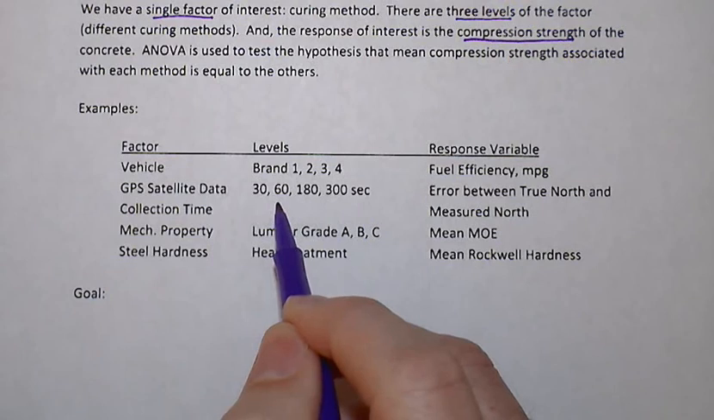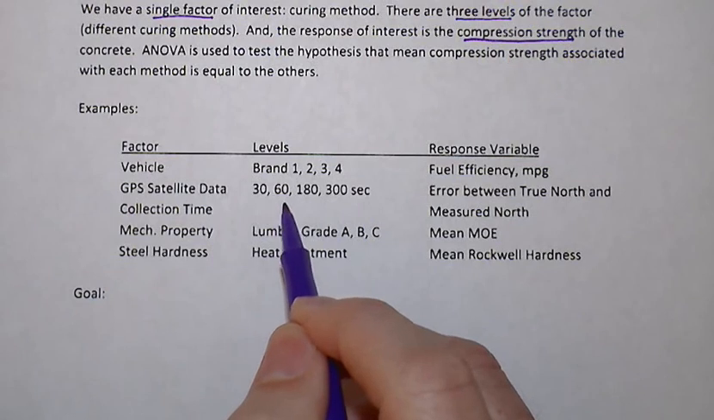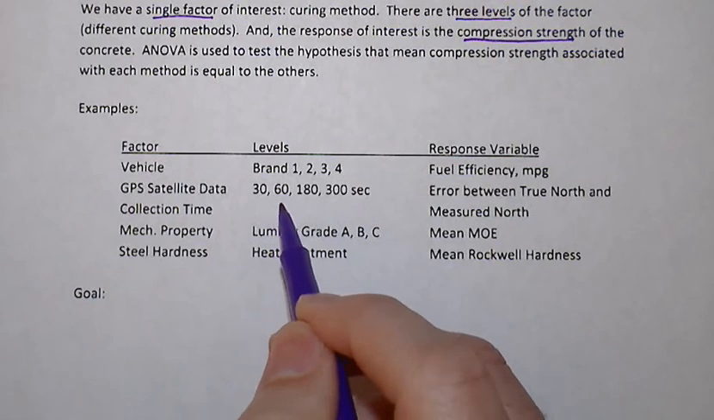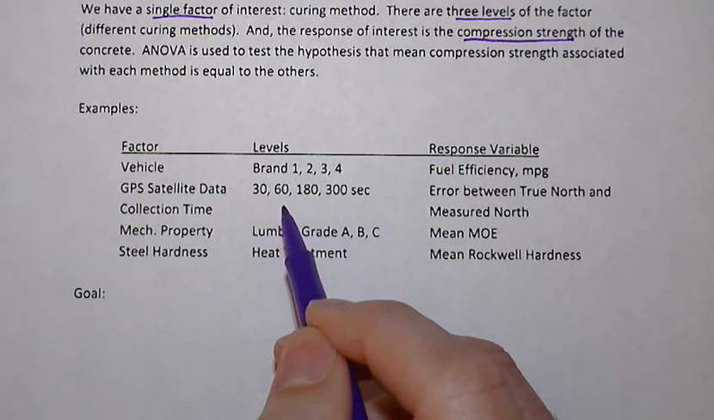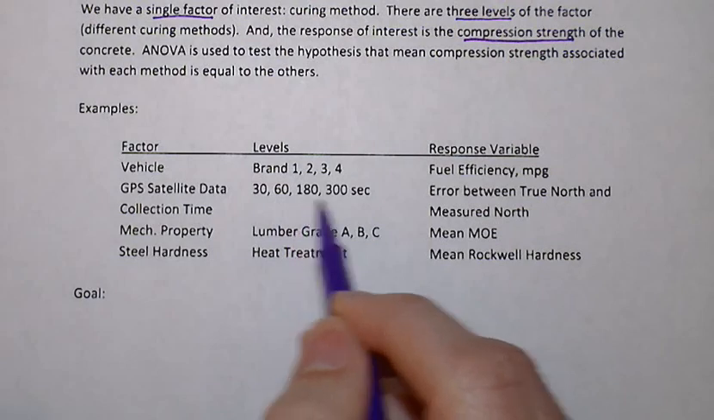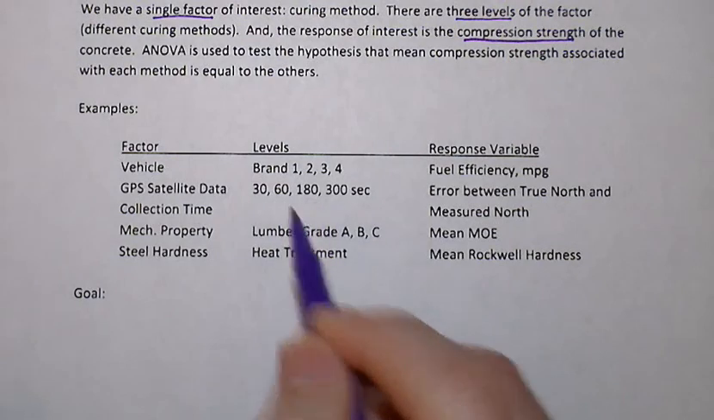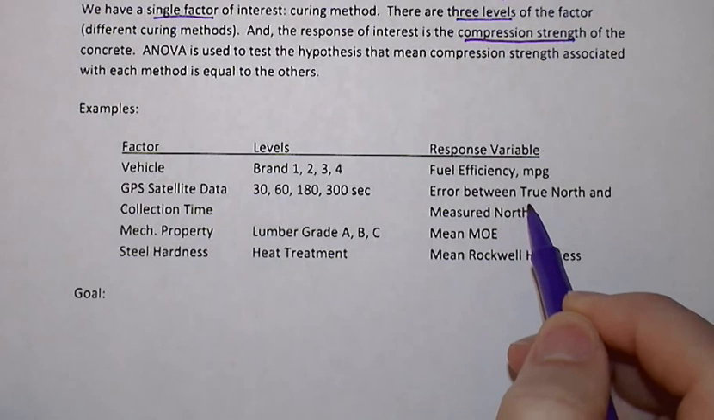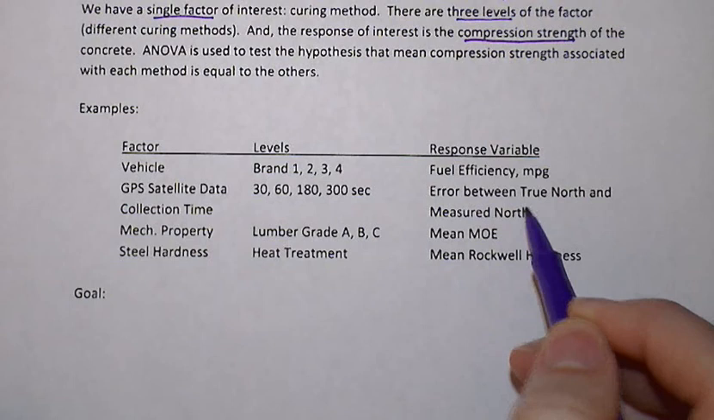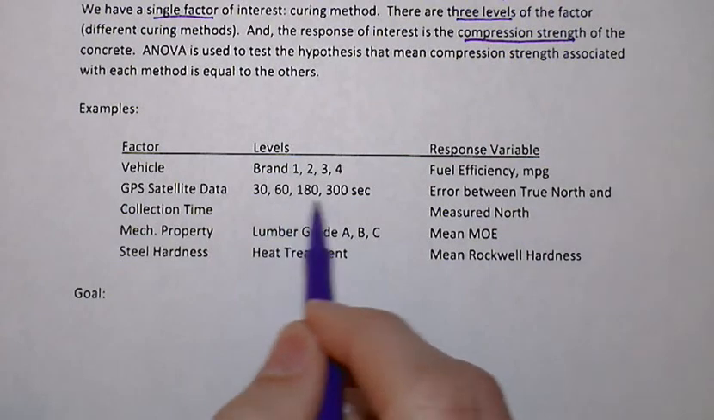You would presume, though, that the longer you collect data, the more accurate, more precise your resulting measurement will be. But is that really true? Do we get any increase from, say, 180 to 300, or where would that breakpoint be? So the response variable that we might use is the error between true north and measured north as a way to look at these different levels.